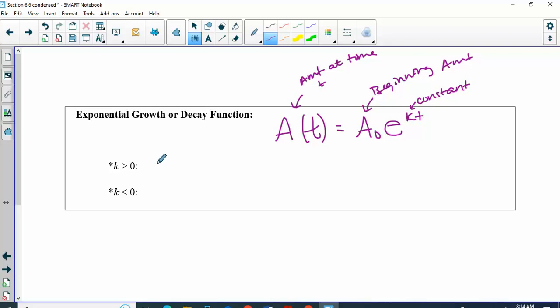When k is greater than 0, that will mean you have growth. The amount you have is increasing. When k is less than 0, that would be decay. The amount you have is getting smaller over time.